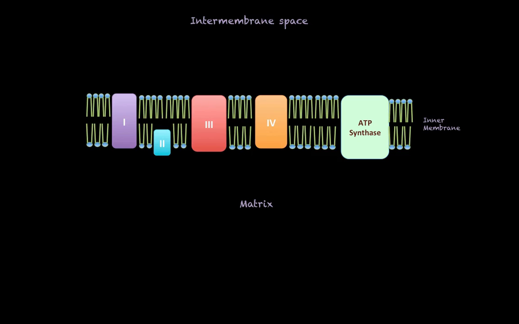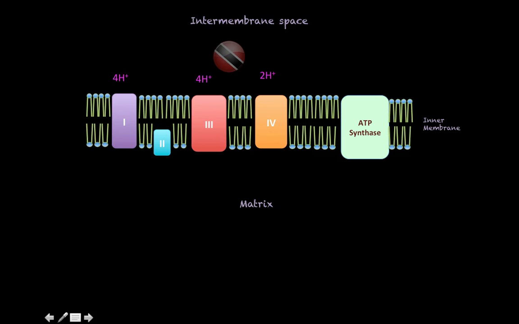Now, as electrons move from each complex to the other, complexes 1, 3, and 4 play a very important role. They pump protons from the matrix to the intermembrane space. Alright, now the numbers are very important. Complex 1 pumps 4 protons, complex 3 pumps 4 protons, but complex 4 pumps 2 protons.